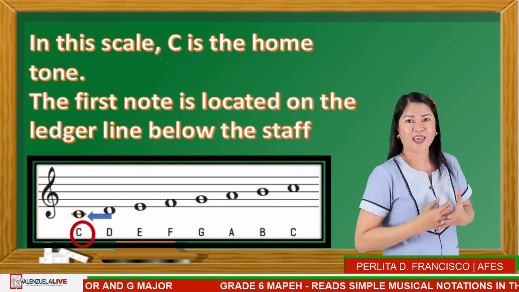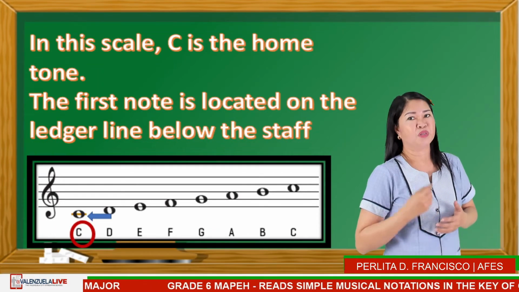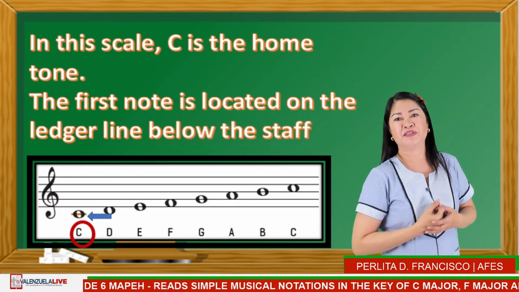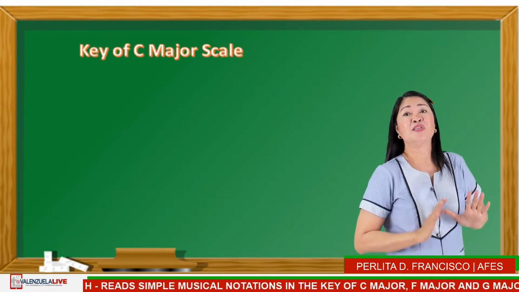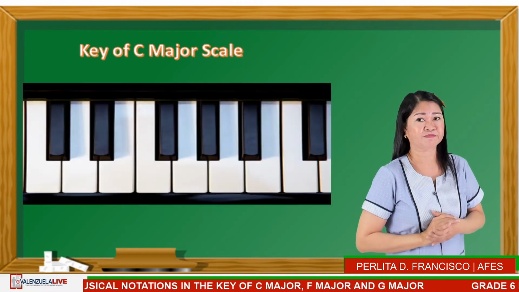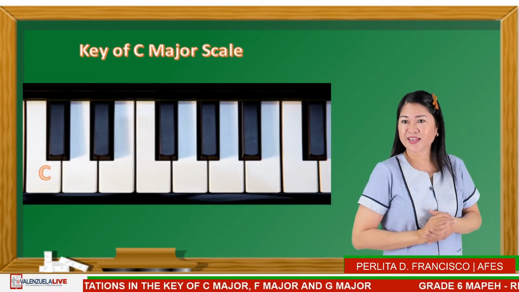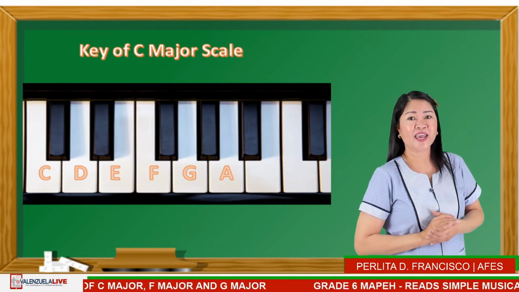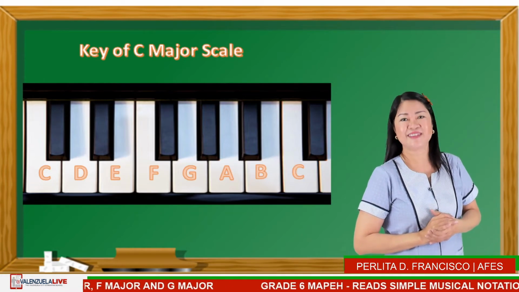So in this scale, C is the home tone. The first note is located on the ledger line below the staff. So let us listen to the key of C major. C, D, E, F, G, A, B, C.